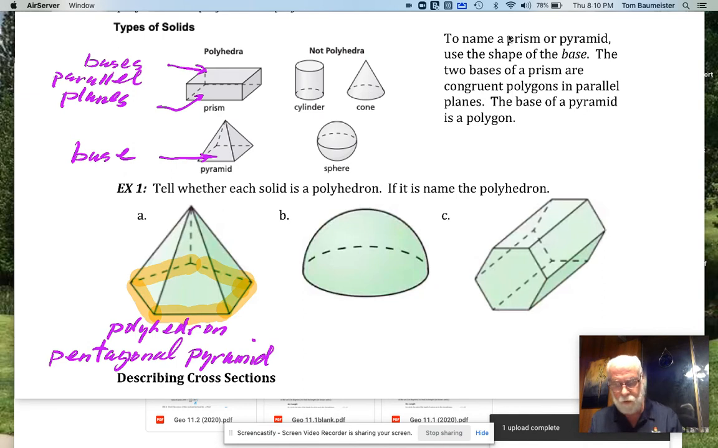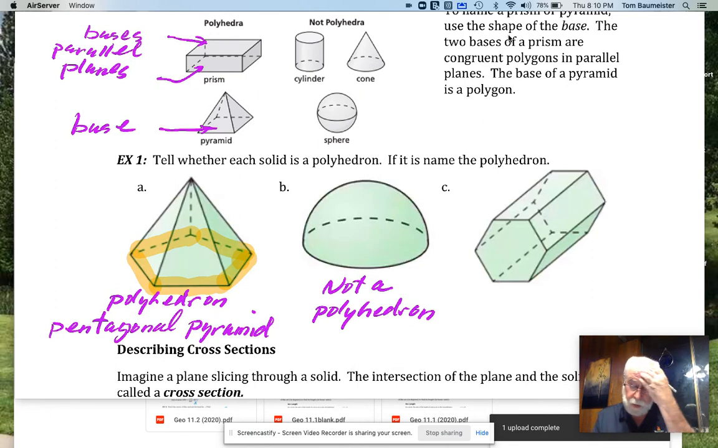Okay, this one, B, well, it looks like half a sphere. So it's not a polyhedron. And then the last one, it is a 1. So look again, it is a polyhedron.